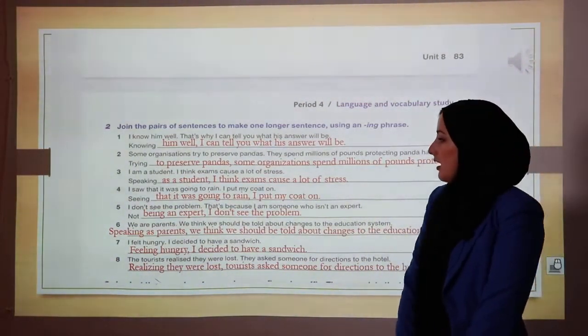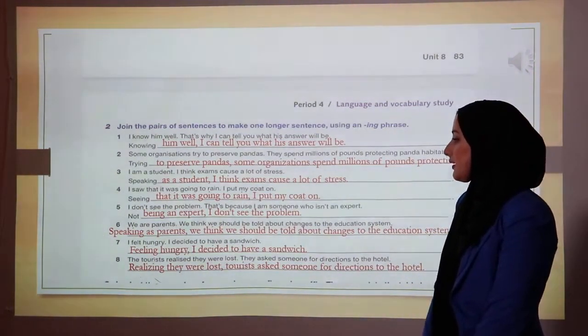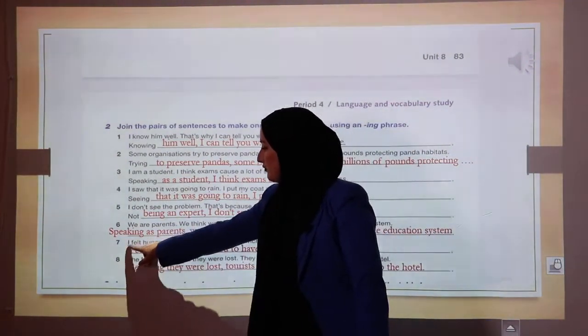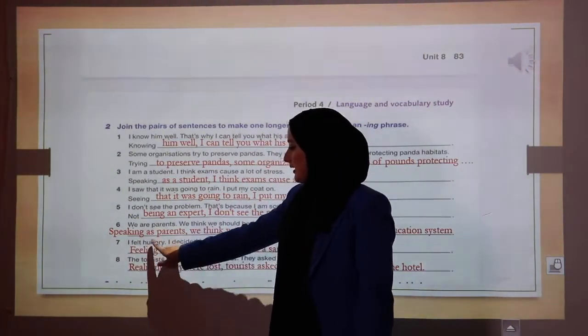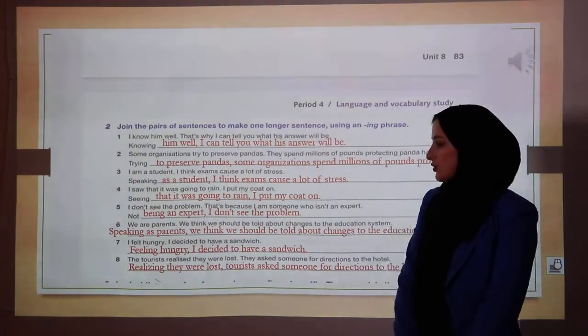Number 7, I felt hungry. I decided to have a sandwich. Again, we have reason, result. Get rid of I, the subject, put felt in the ing form. Feeling. Feeling hungry, comma, I decided to have a sandwich.